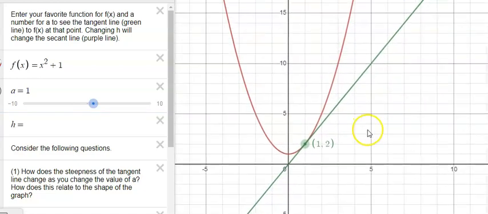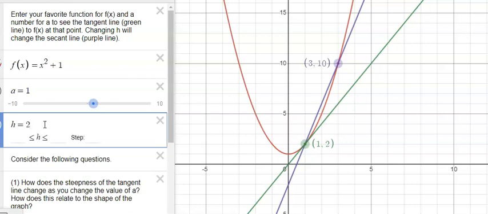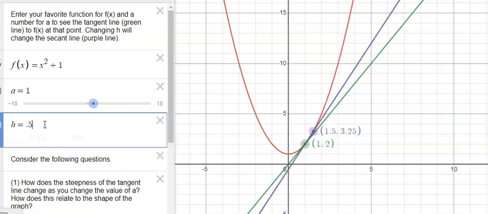So if I go 1 unit away, so from 1, if I go 1 unit, let's say 2. Well, if I find the slope of the purple line, I notice that that slope is nowhere close to the green. Well, what if I cut that in half? So I went from 1 to 2, that's 1 unit. What if I go from 1 to 1.5? Let's make that a 0.5.